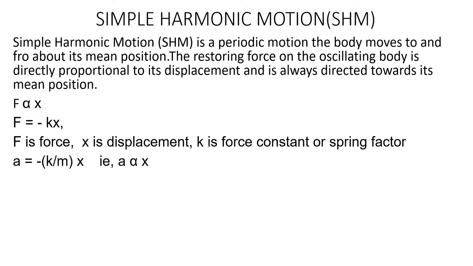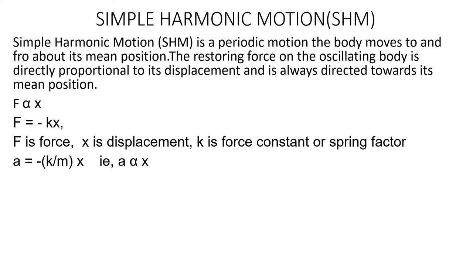By using Newton's second law of motion, instead of F we can write ma, mass into acceleration, equal to -kx, or we can write acceleration is equal to -k/m into x, or in other words, acceleration is proportional to displacement.